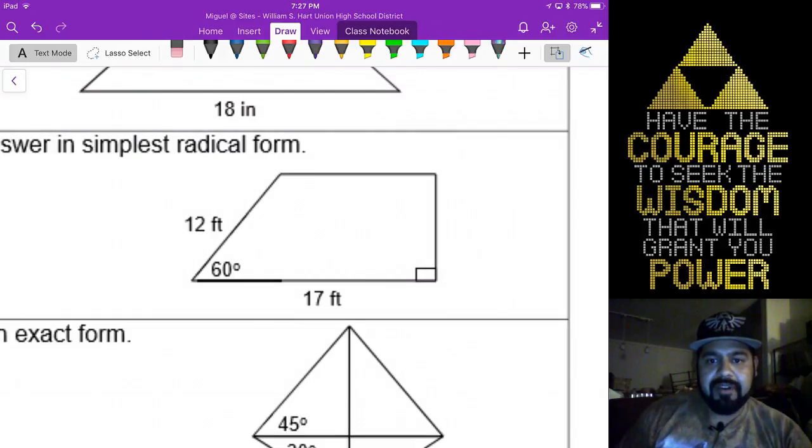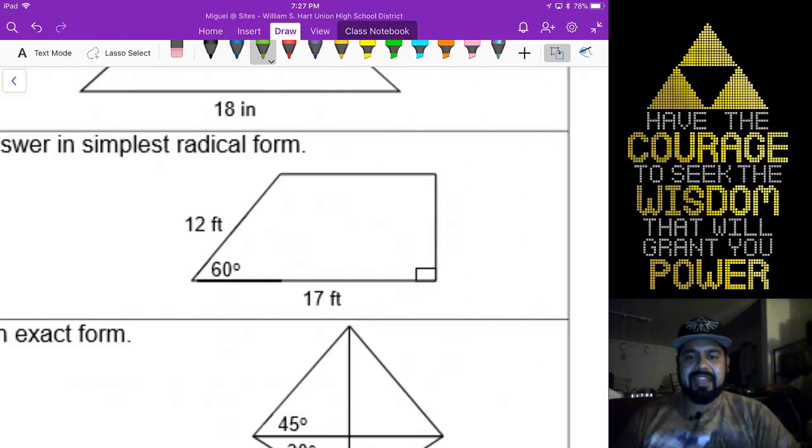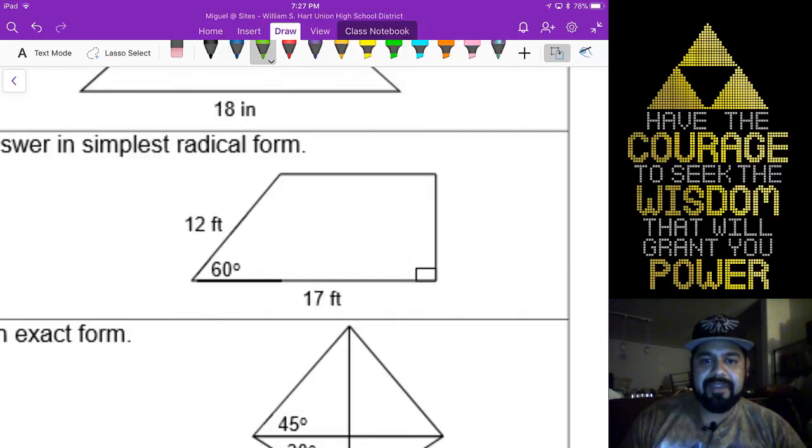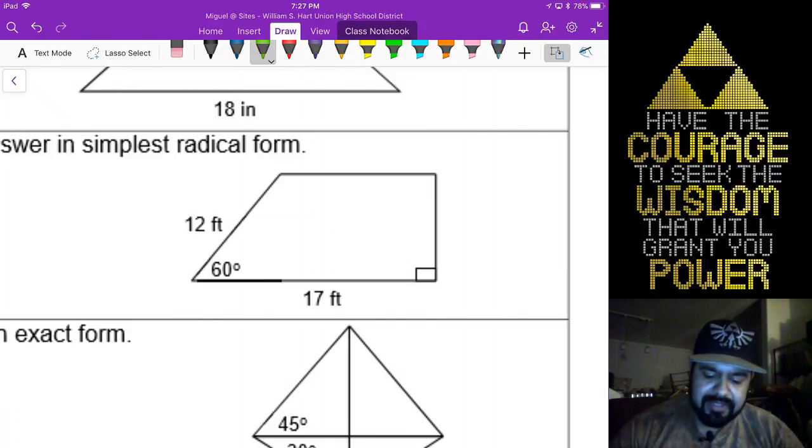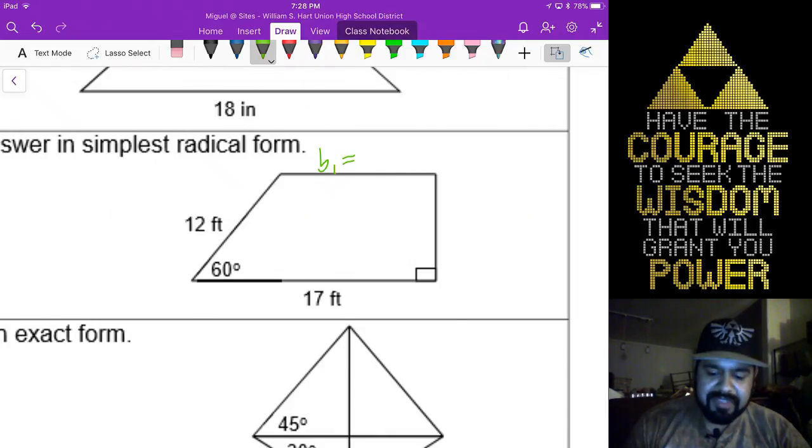Sam, I'm going to go ahead and get your number 9 right now. Of course, we want to find the area of our trapezoid. So the first thing I acknowledge is that I'm missing my base 1, and I'm missing my height.